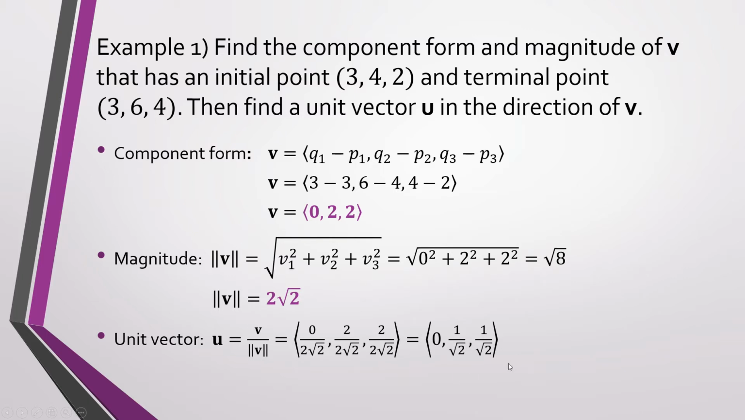That's not considered simplified. So if you rationalize, if you multiply both the y component and the z component by square root 2 over square root 2, we end up with <0, root 2 over 2, root 2 over 2> for our unit vector. So recall that a unit vector is a vector with a magnitude of 1, but this would be going in the same direction as our original vector v.